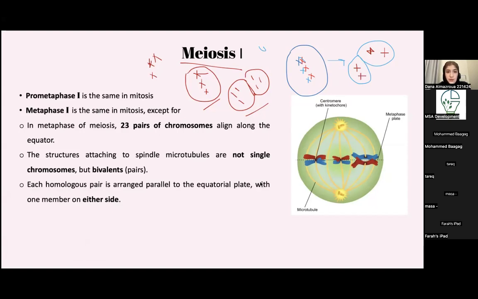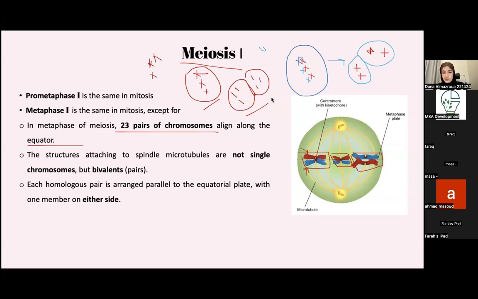Here it's saying 23 pairs of chromosomes align along the equator. The equator is basically the metaphase plate or the equatorial plane. So if you look at this picture, it's showing it, and you're going to have one maternal chromosome and one paternal chromosome. This bivalent structure, or two chromosomes, are aligned in the center. It's not one chromosome, it's two. Now each homologous pair is arranged parallel to the equatorial plate with one member on either side. So we said one member is on the maternal side, and the other one is on the paternal side. Does that make sense?